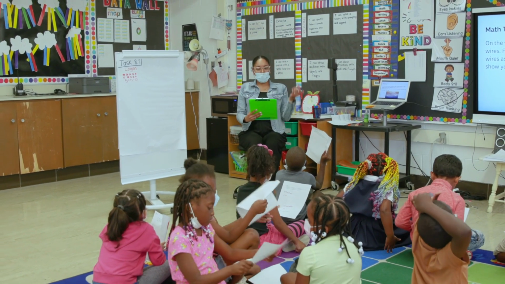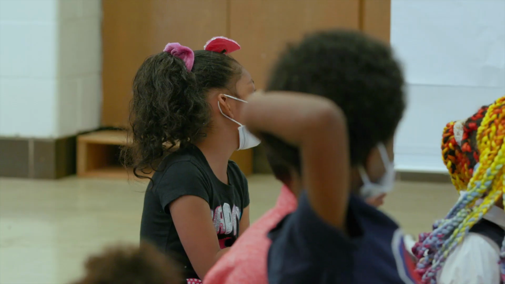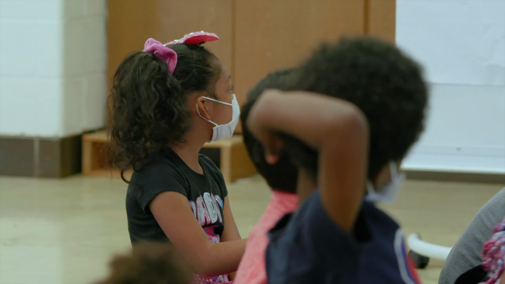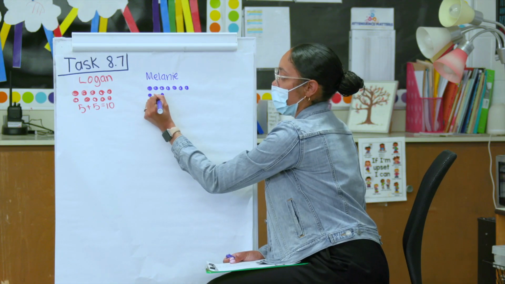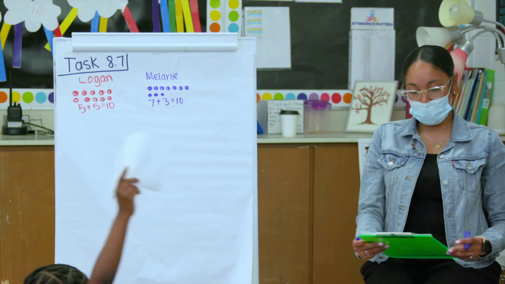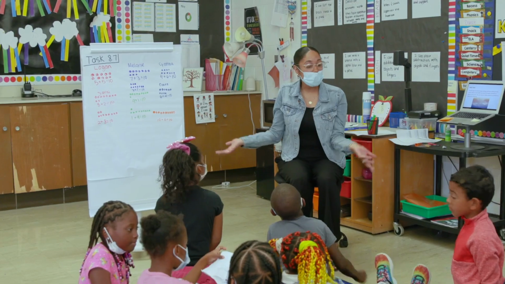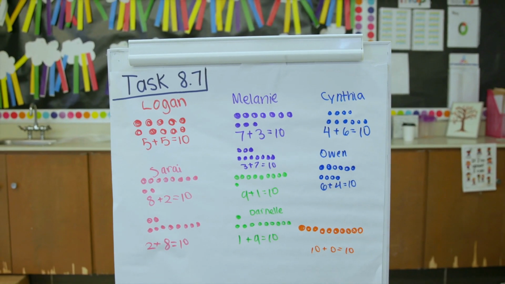All right, let's try. Melanie, can you tell us one of the ways you got 10? So you did 7 at the top and 3 birds on the bottom? So she said 7 plus 3 equals 10. Good job. We did the many different ways to make 10. That's what we did today. Many different ways to make 10.